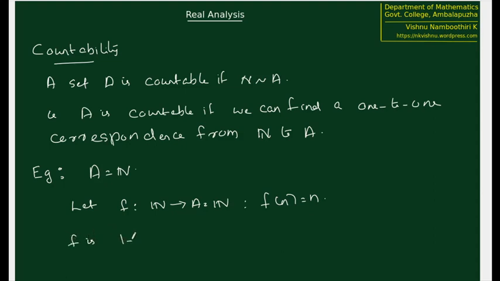F is 1-1 and onto, and so N itself is countable. Note that since we want the set to have the same cardinality as that of the set of all natural numbers, a countable set cannot be a finite set. We will always have to take an infinite set to check if it's countable or not. Finite sets cannot be countable according to our definition.